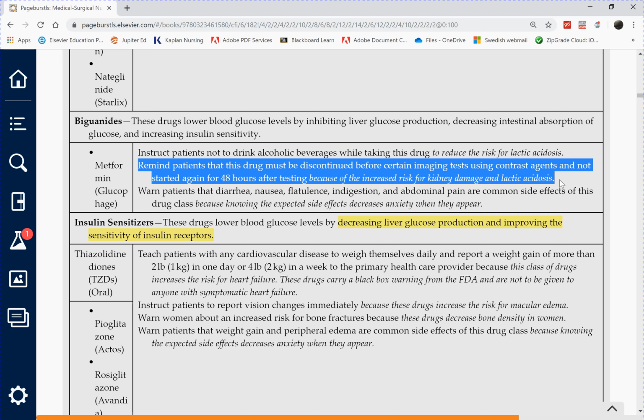So again, if the patient is a known diabetic, known to be taking metformin, that drug must be held for 2 whole days after the testing. Okay, so that should give the kidneys enough time to recover from the contrast agent before you resume this drug.